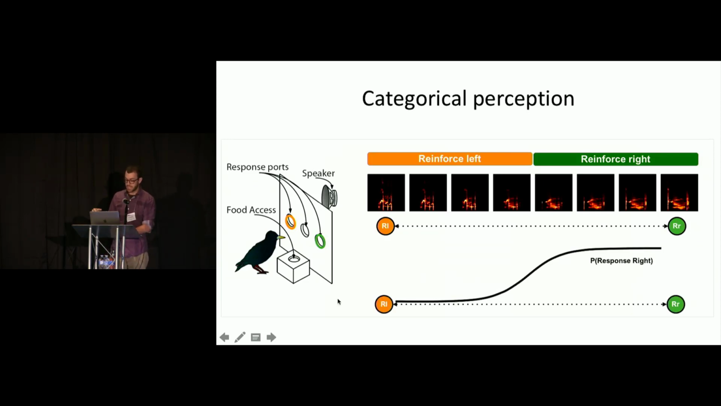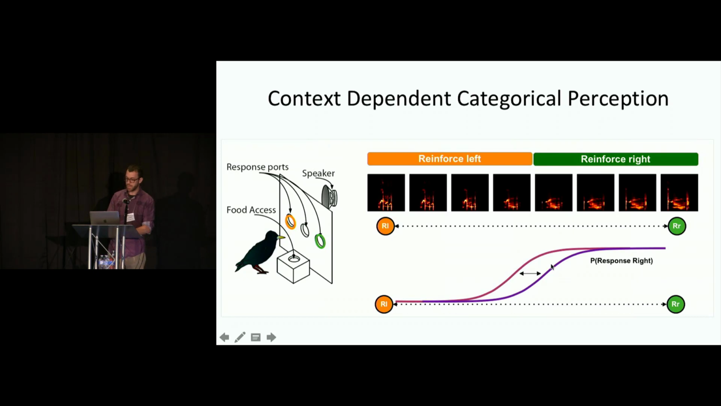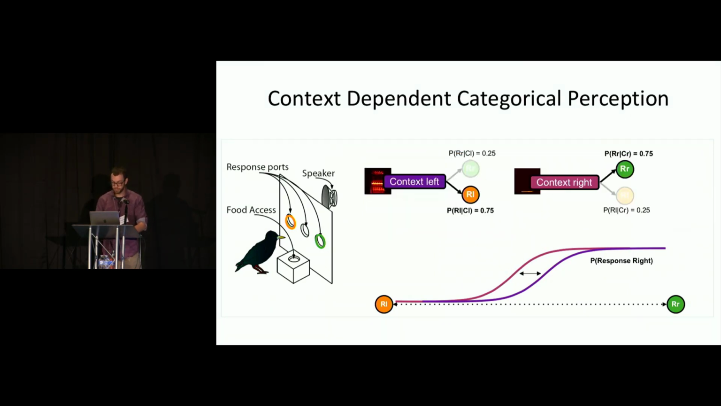So from there, I can get a psychometric function of the bird's behavior. It's going to be pretty good at reinforce left all the way to one anchor, and pretty good all the way to the other anchor. It's going to have some trouble around the middle. And what I'm interested in is whether I can shift that categorical boundary as a function of contextual information.